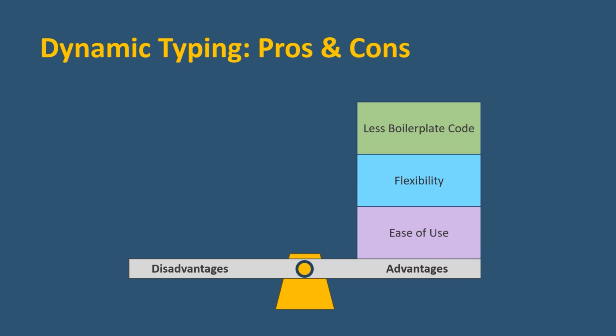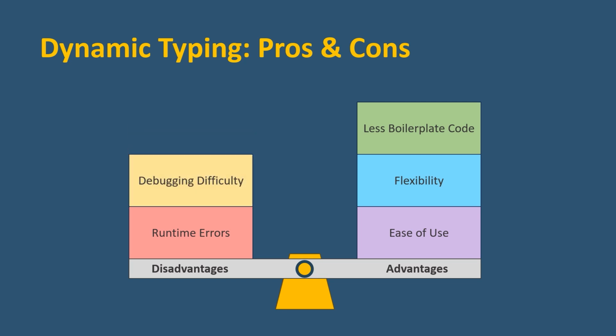On the downside, runtime errors. Since Python is dynamically typed, type errors are only caught at runtime. This means if you try to use a variable as a different data type than it actually is, the program may fail while running. Debugging difficulty. Debugging can be more challenging because errors related to incorrect variable types are not caught until the program is run.